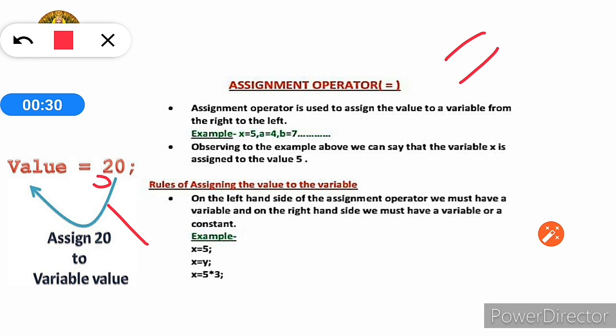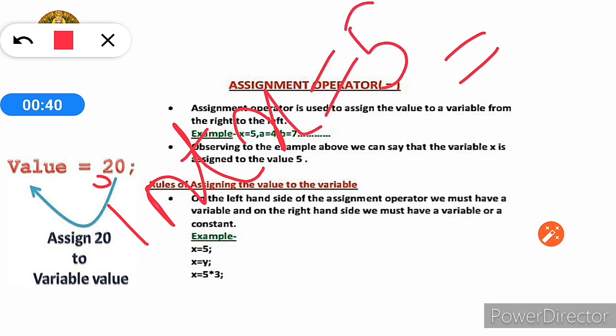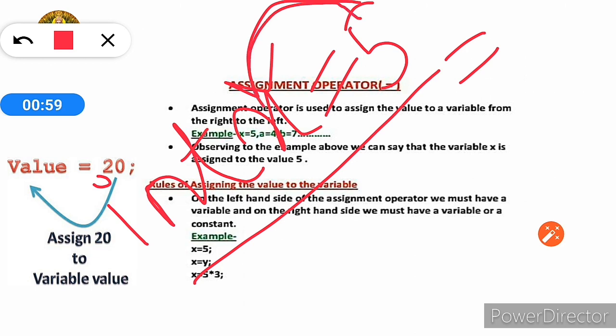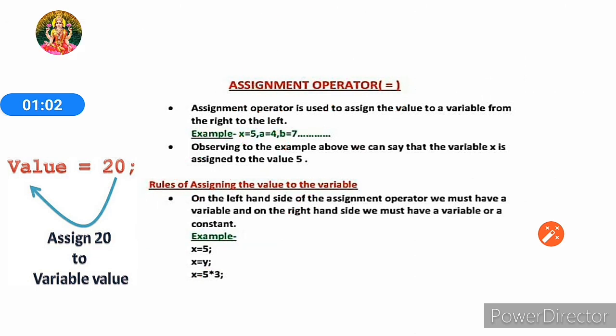Taking the example of a data type, for example int x is equal to 5, the value 5 is being assigned to x. In computer we mean that the value of 5 is being assigned to x, not like mathematics where the value of x becomes 5. Okay, and why is it from right to left?